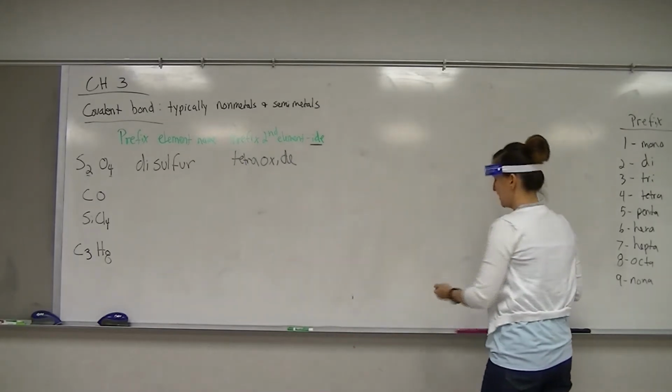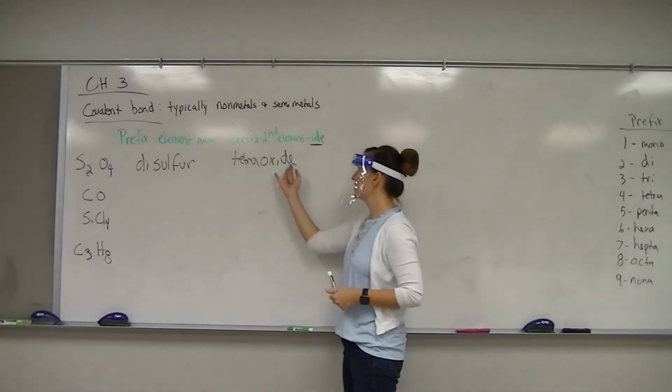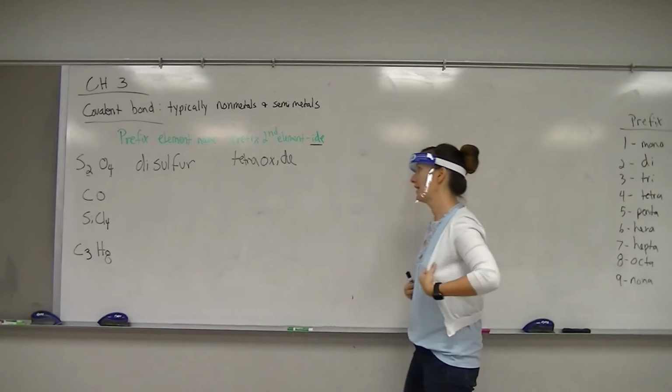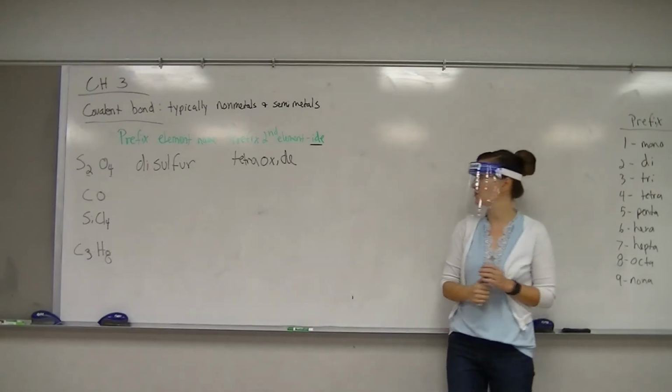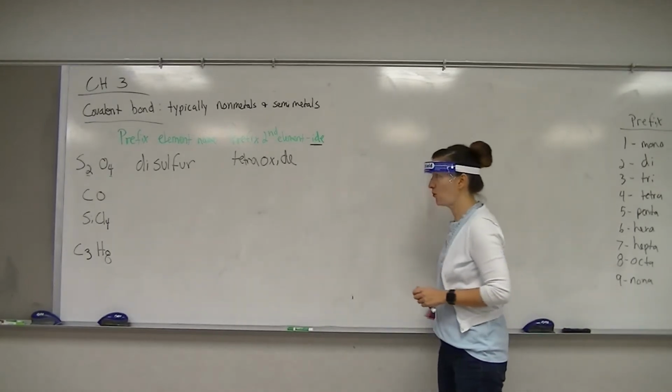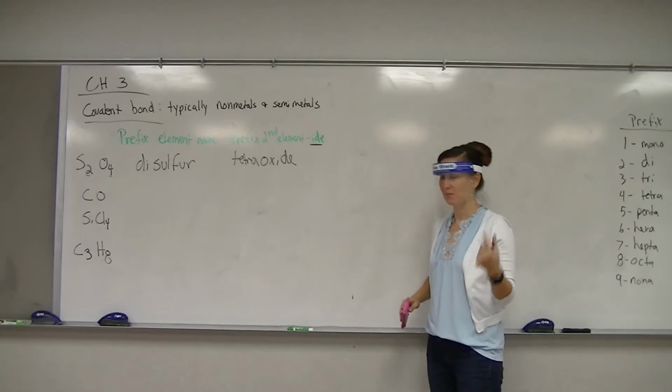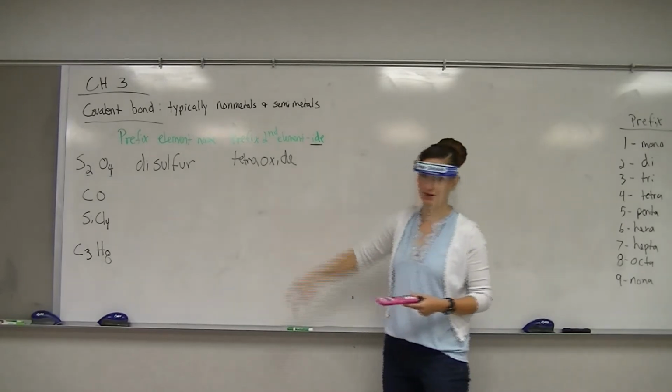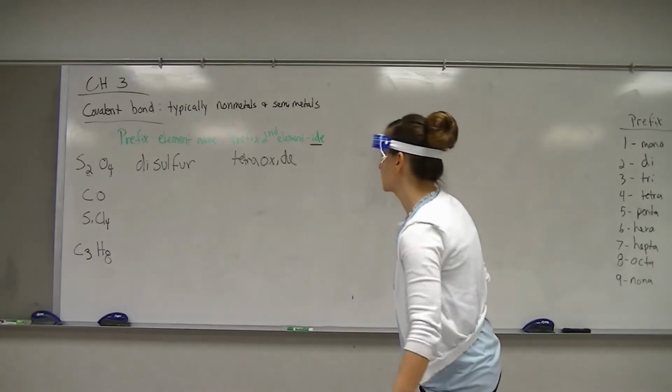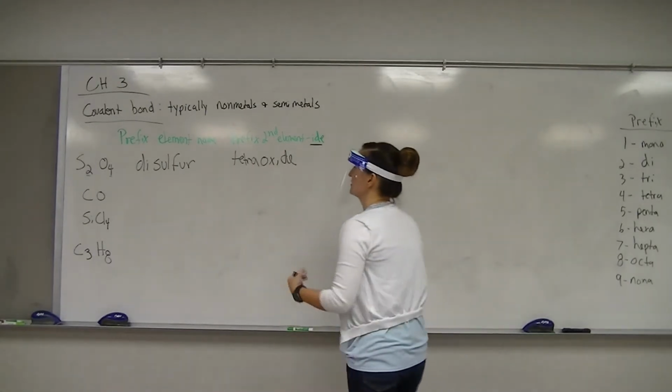I also have a list on the PowerPoints showing how all of the nonmetals change when they have an ide ending, just so there's no confusion. Because I know some people want to say oxygenide, but that's incorrect. It's just oxide. Same with nitrogen. It changes into nitride instead of nitrogenide.